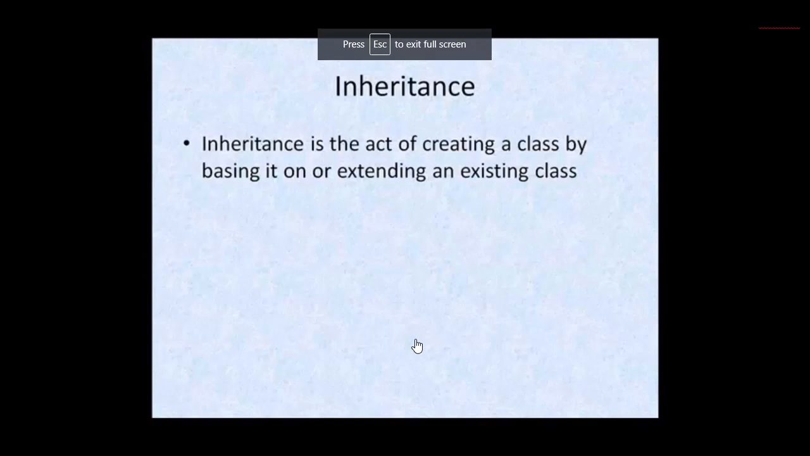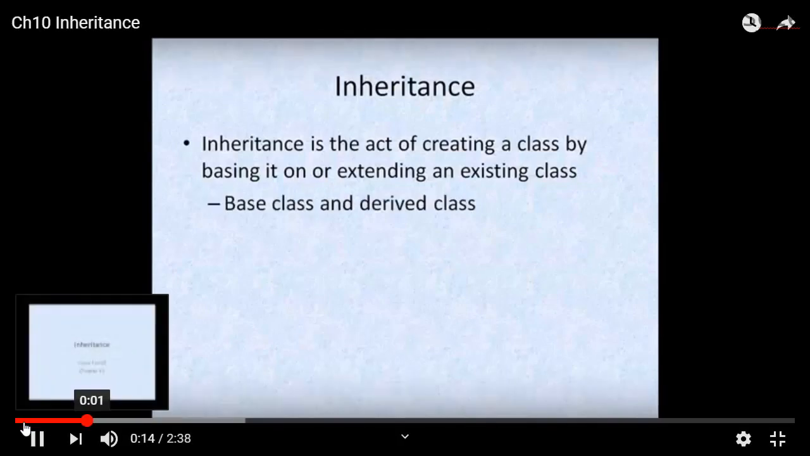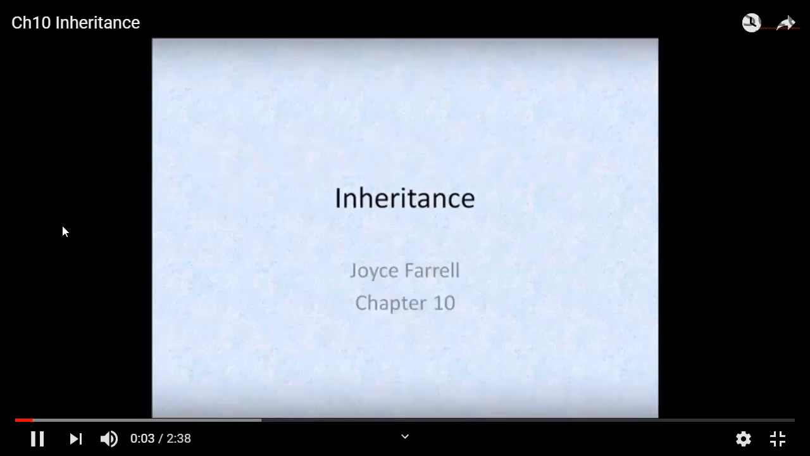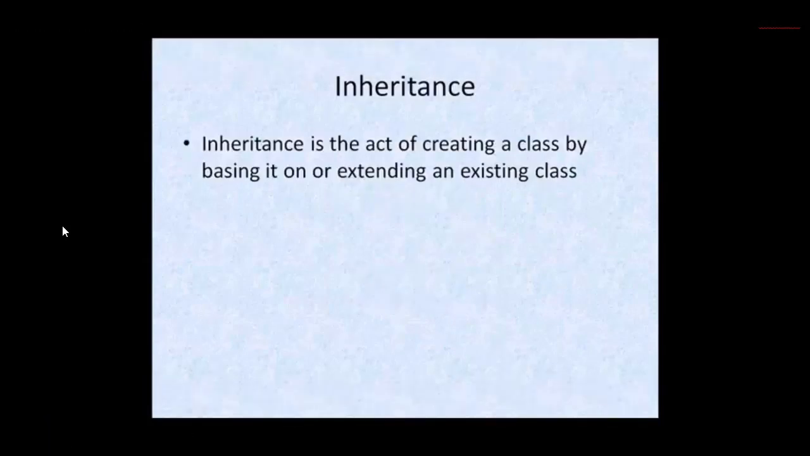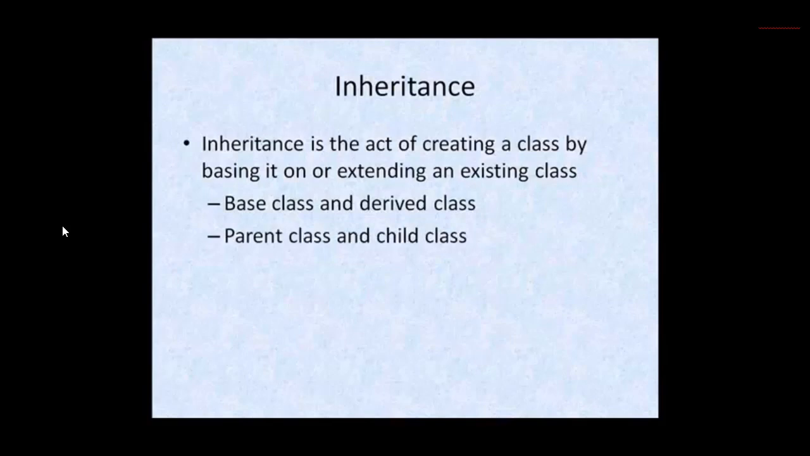Let's take a quick look at inheritance. Inheritance is the act of creating a class by basing it on or extending an existing class. When you create a new class by extending an existing class, you can call the two classes the base class and its derived class. Programmers also say that the original class is the parent class and the extended class is the child class. Or you can use the terms superclass and subclass.